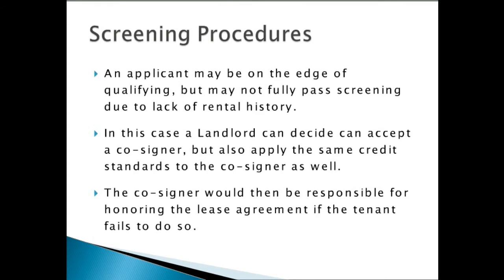An applicant may be on the edge of qualifying, but may not fully pass screening due to a lack of rental history. In this case, a landlord can decide to accept a cosigner, but also apply the same credit standards to the cosigner as well. The cosigner would then be responsible for honoring the lease agreement if the tenant fails to do so.